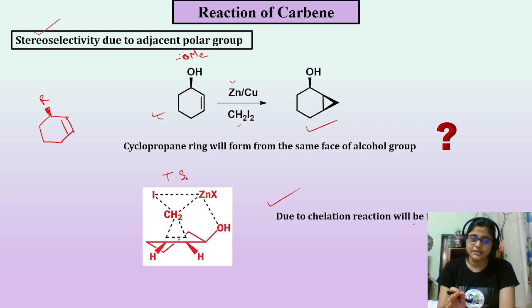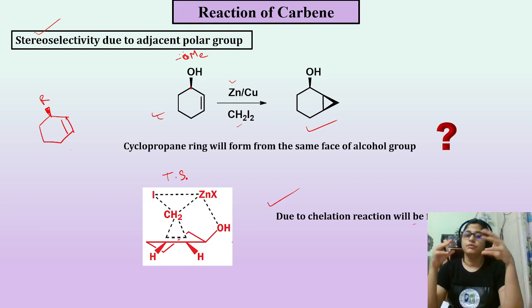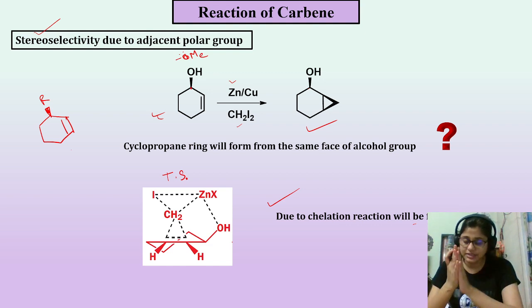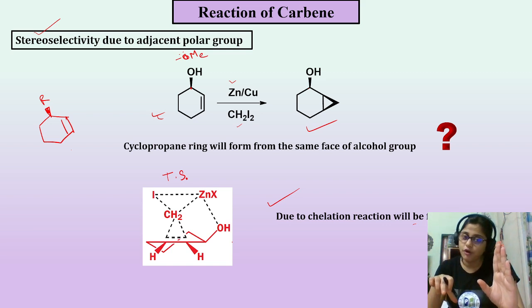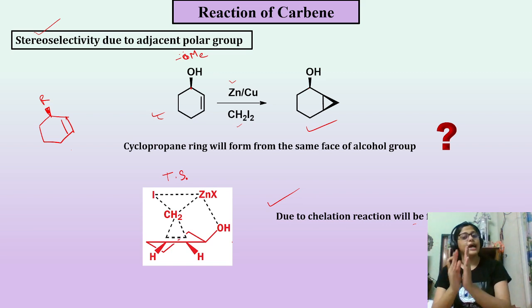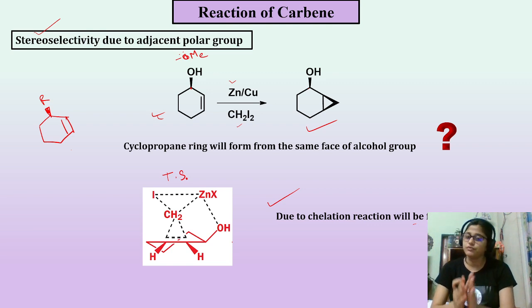So please remember this: the stereoselective reaction will undergo, and the stereochemistry will depend on the polar group. So the cyclopropane ring will form from the same face where the polar group actually lies. That is one important thing, and the second thing is that due to this kind of chelation, the reaction will be faster.